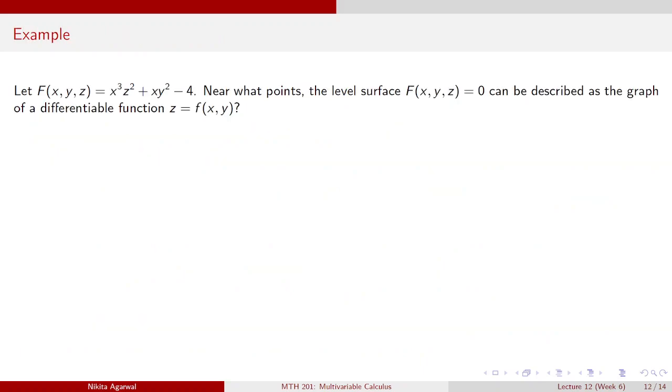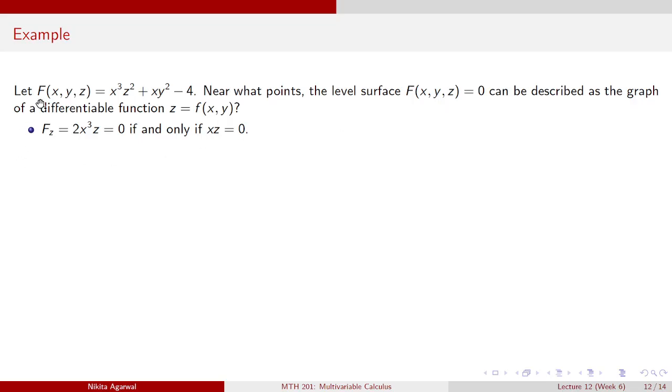Okay, so let us look at a few examples that will make things clear. Let capital F be this: near what points can the level surface F(x, y, z) equal to 0 be described as the graph of a differentiable function? From the implicit function theorem, we know that you can write z as a function of x and y provided the partial derivative of capital F with respect to z is non-zero, right? So let us compute that.